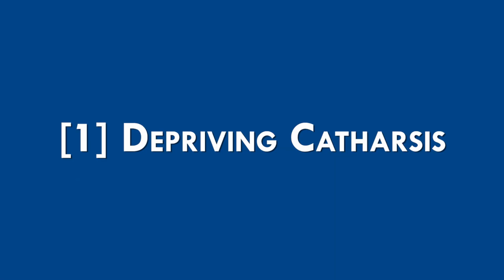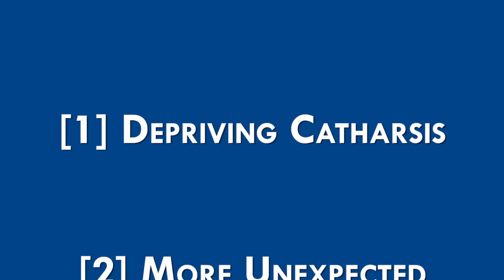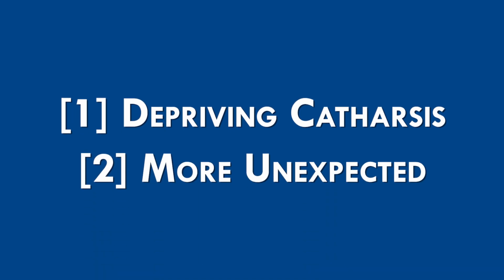This does 2 things. 1, it's hard to come to terms with their death when we don't get the catharsis we feel we deserve, when their subplots and arcs aren't neatly tied up yet. And 2, it makes it more unexpected for the same reasons. We kind of expect everything to be tied up before a character can die.